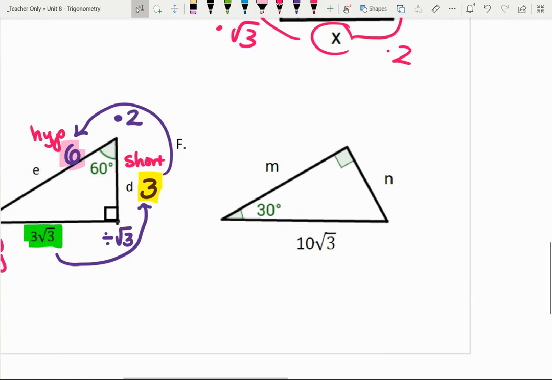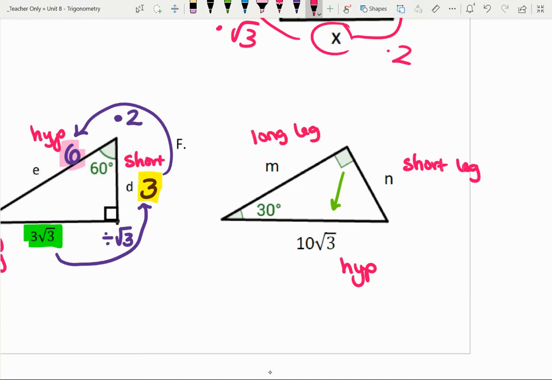All right, one more example. This time we're shown a 30-degree angle, we're shown a 10 root 3, but notice that is right across from the 90-degree angle. So this 10 root 3 is our hypotenuse. That means that side N is the short leg and side M is the long leg. Side N is across from the 30-degree angle, so it must be the short leg. So I've got a hypotenuse of 10 root 3.